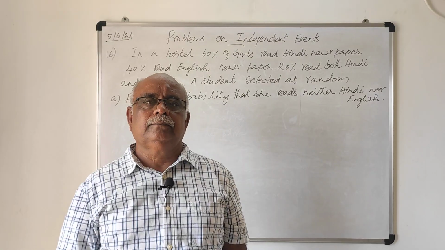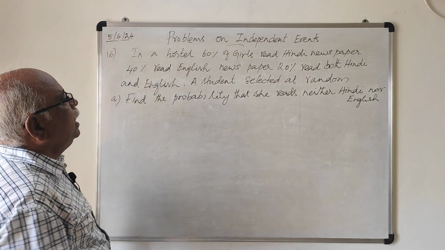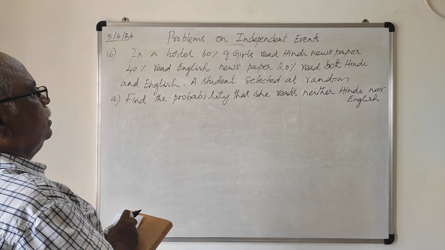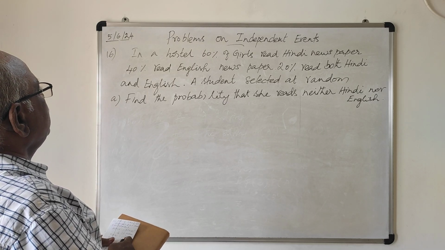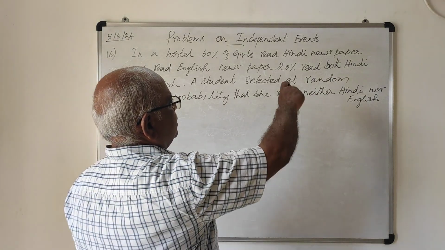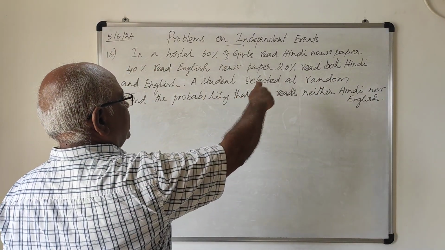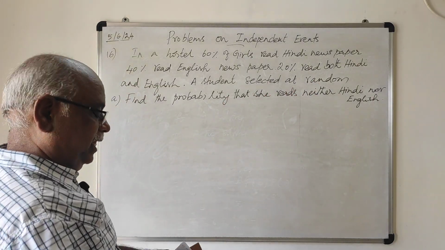Okay? So the next problem in your textbook, problem number 16, states that in a hostel, 60% of girls read the Hindi newspaper and 40% of girls read the English newspaper, and 20% read both Hindi and English newspapers. A student is selected at random. Find the probability that she reads neither English nor Hindi.